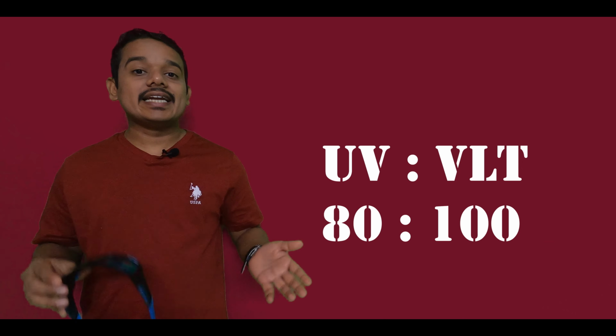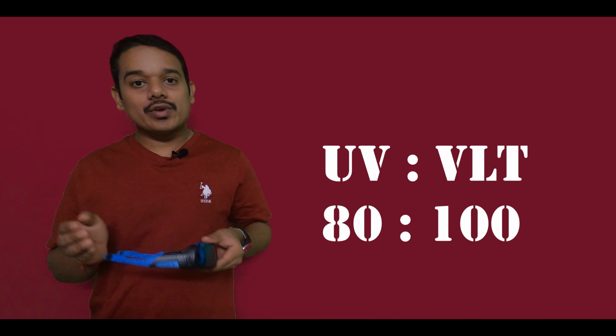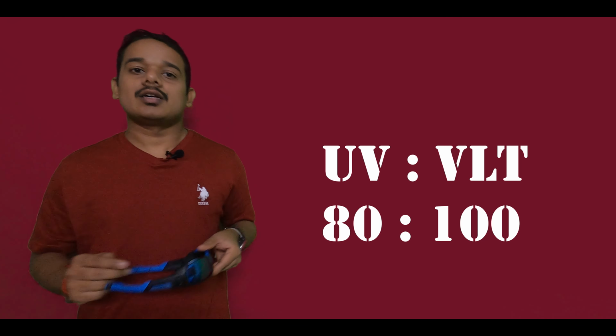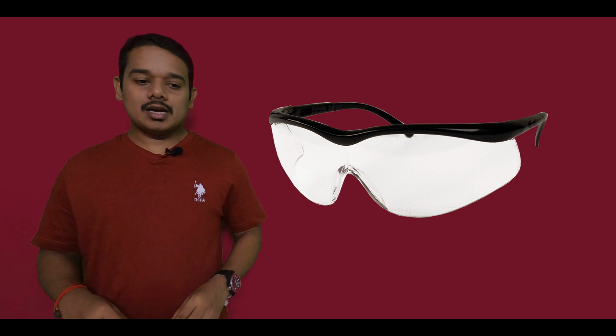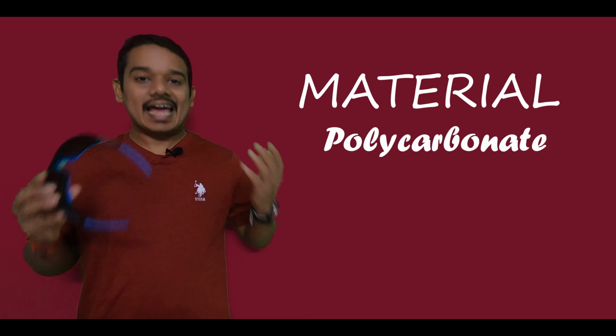Cat 0. In this, the UV:VLT ratio will be like 80:100. That means 80% of UV and 100% of visual light pass through this lens. Safety glasses come under this category. The material used is polycarbonate, which is lightweight and rigid. Let's check out the second category, Cat 1.